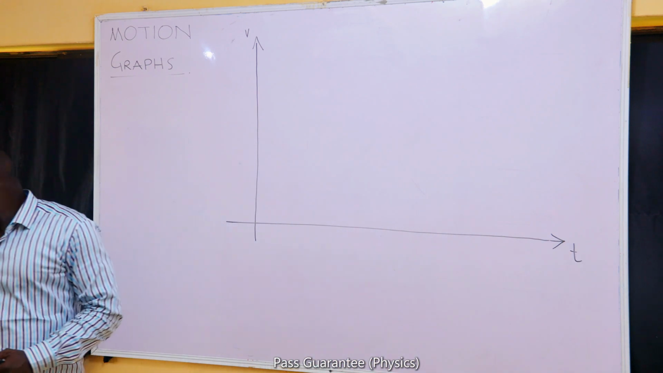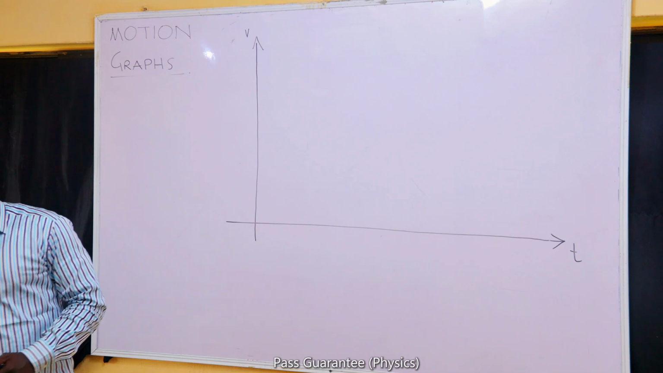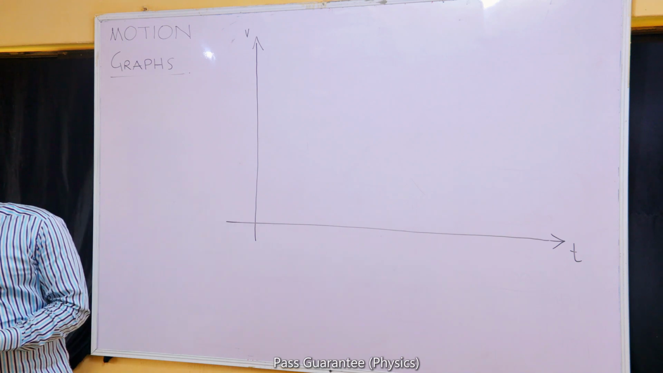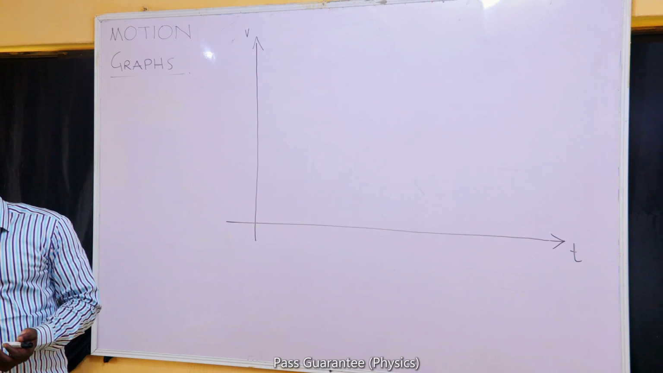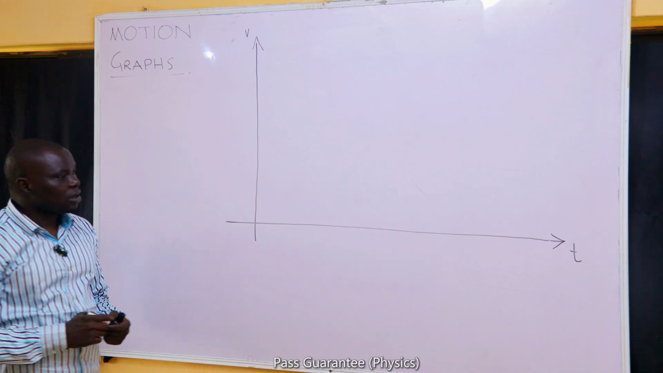so what I will do now is to draw it. A body at rest is given an initial uniform acceleration of 8 meters per second squared for 30 seconds.